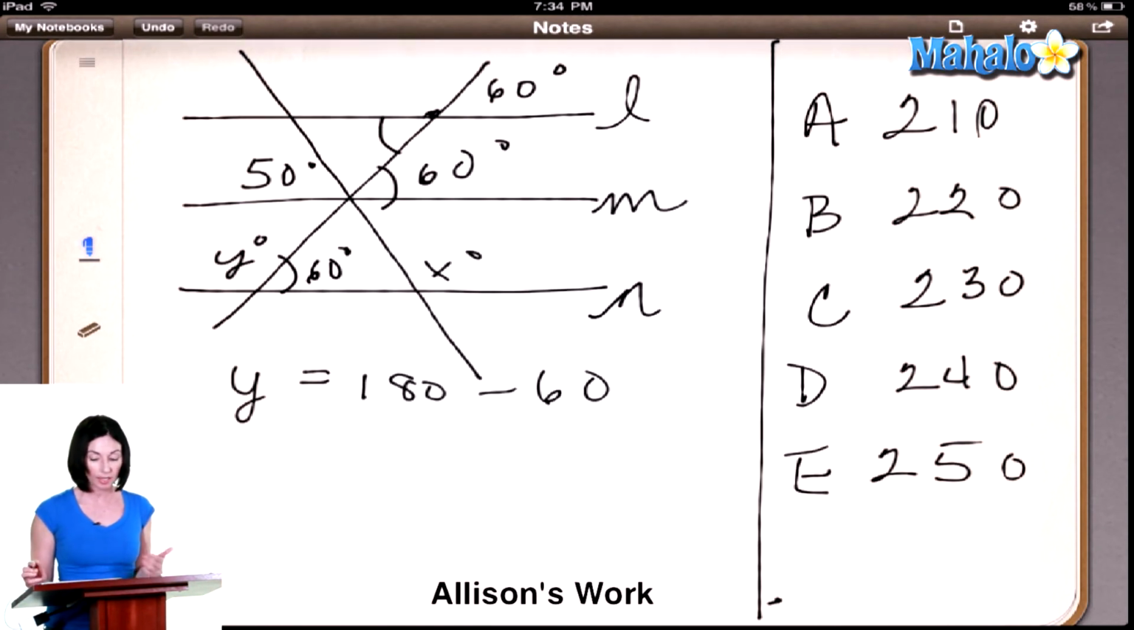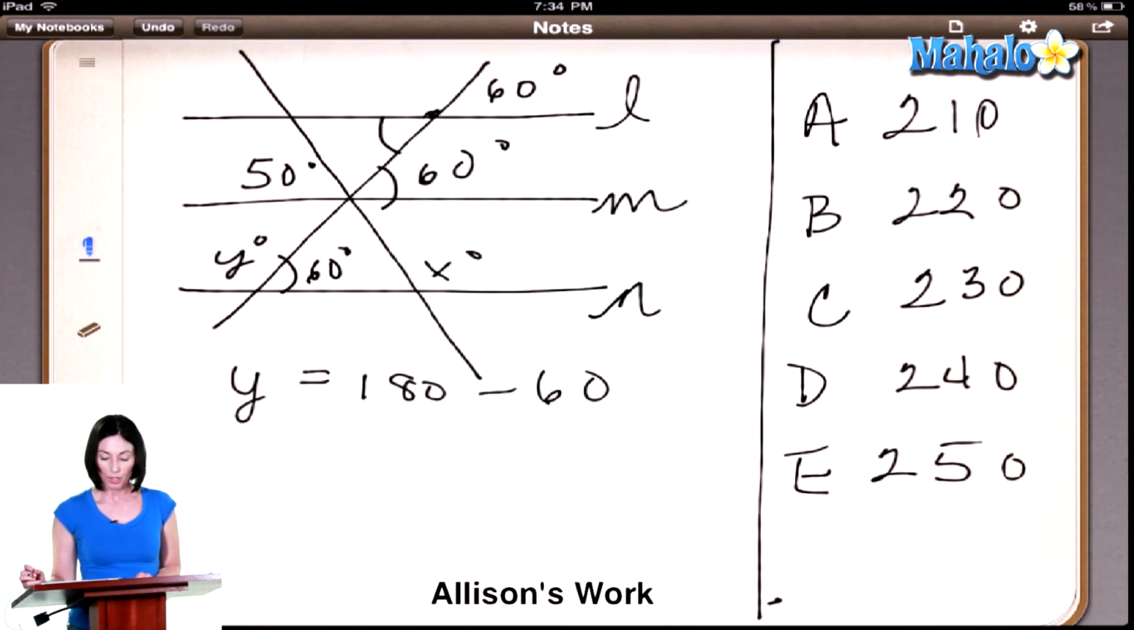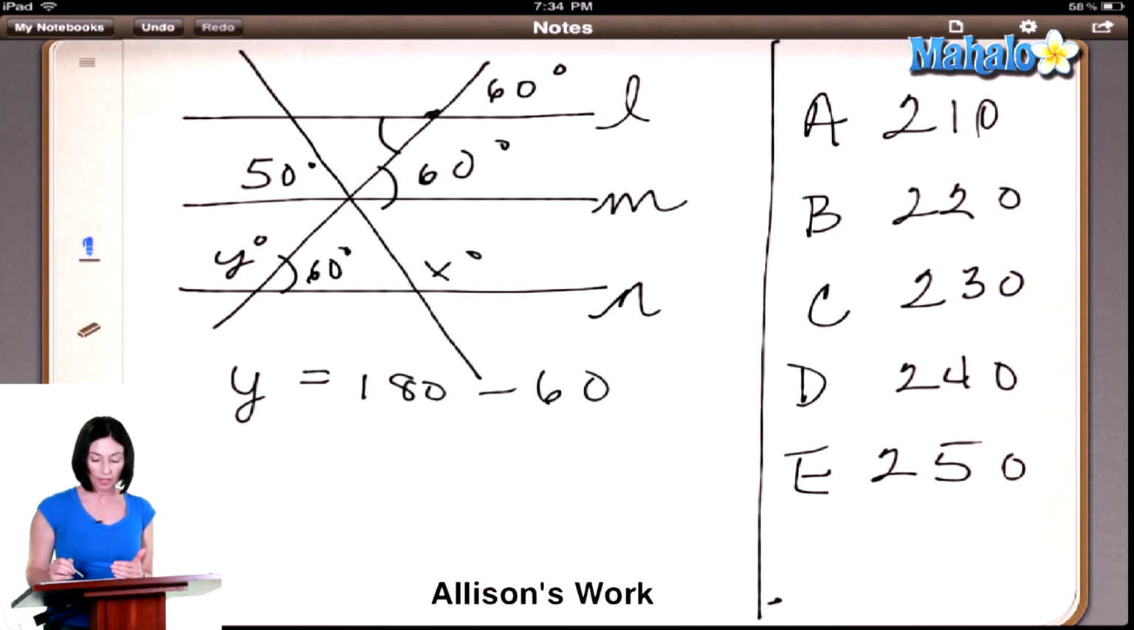Now let's do the same thing for x. We've got that 50-degree angle that's made with that transversal and line M. So now go down to the angle right below it that's made with the same transversal and line N. That angle is going to be what? 50 as well. So that one's going to be 50 degrees. Then what do we know about x? X is 180 minus 50.